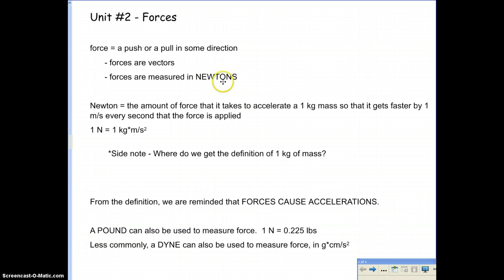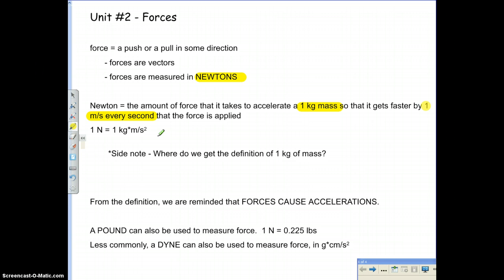And so when we look and we see that forces are measured in newtons, there's a couple things that I want to make sure to mention here. One is that a newton is the amount of force that it takes to accelerate a 1 kilogram mass so that it gets faster by 1 meter per second every second. That's an acceleration. And so the definition of a newton is 1 newton is 1 kilogram meter per second squared.